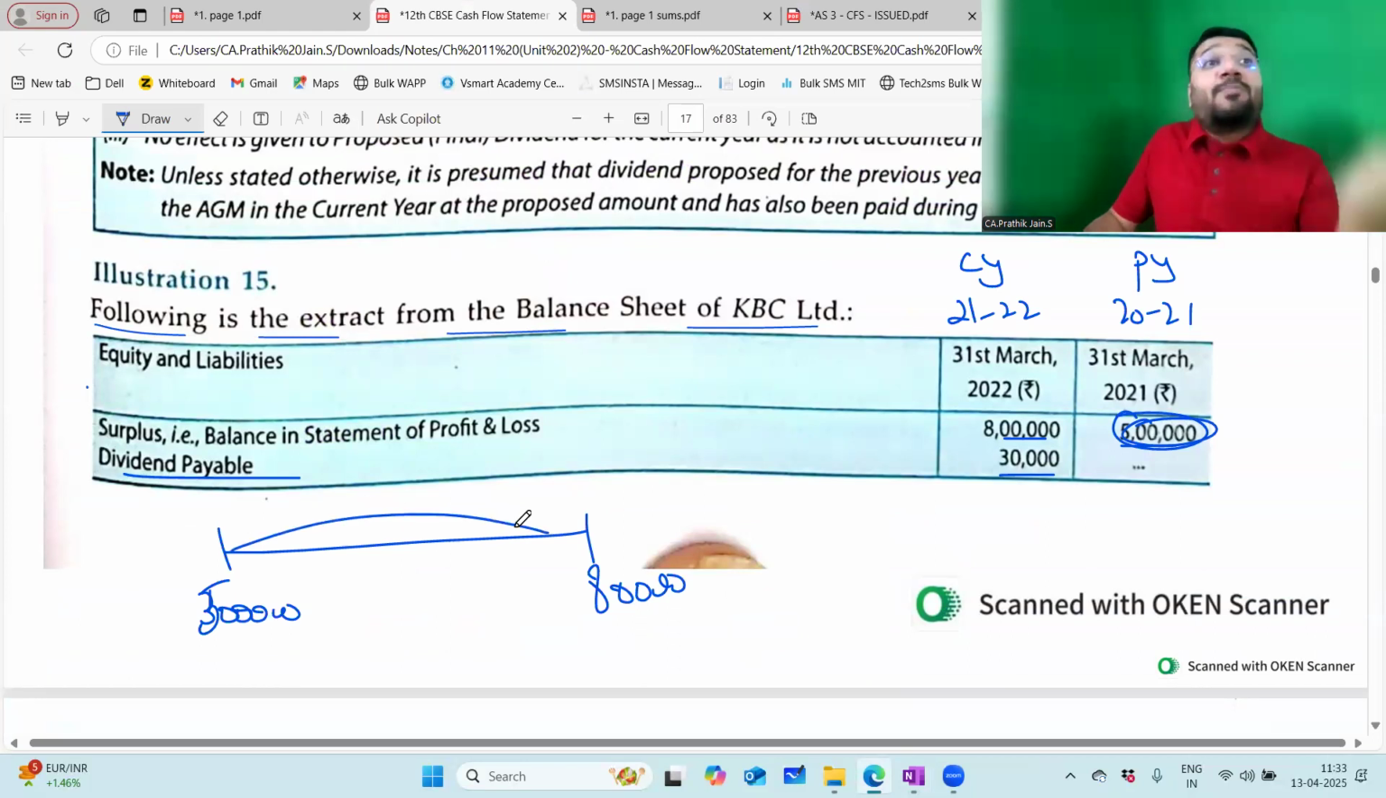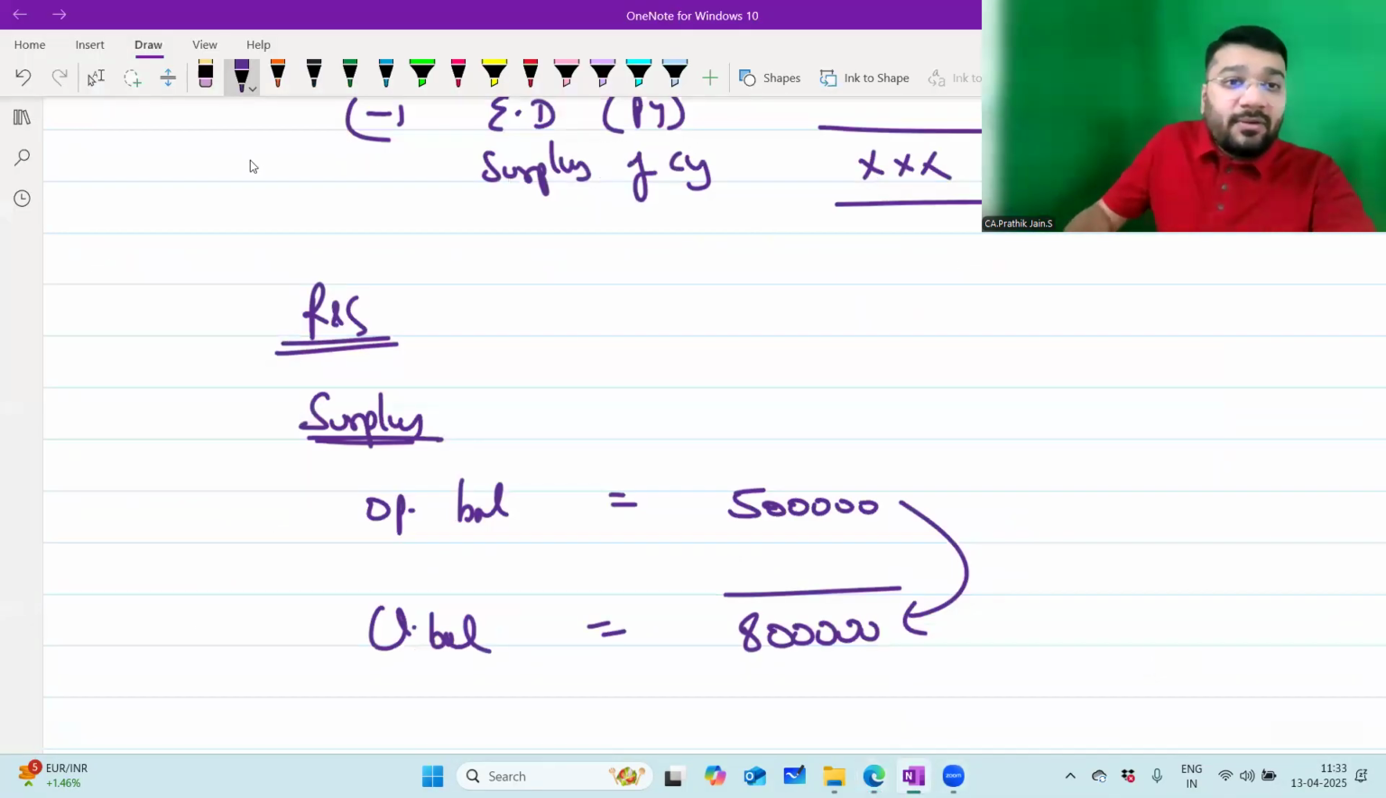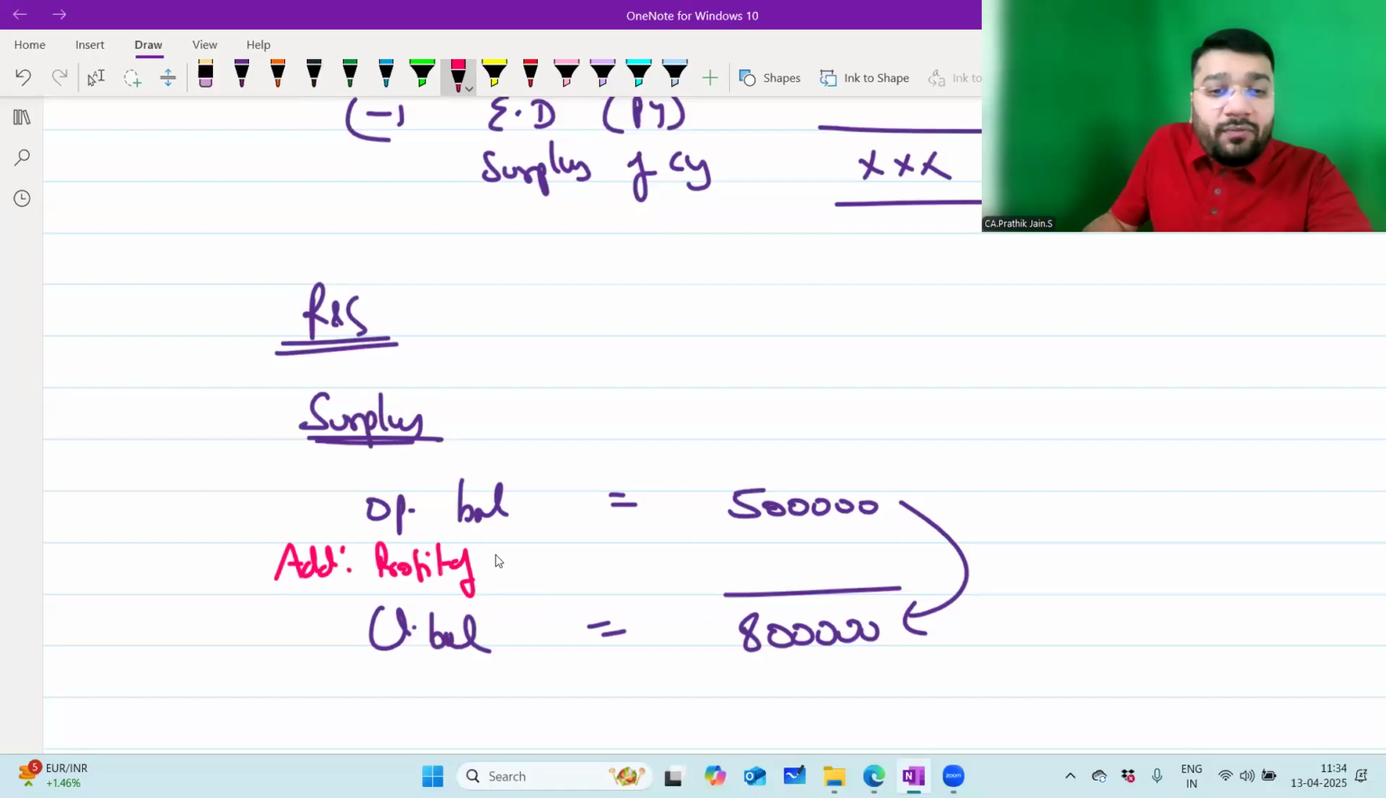So in between the year, how much profit got added? 3 lakh profit got added. So what is my current year's profit? 3 lakh rupees. So now add the profit of current year, which is the balancing figure. How much is it? 3 lakh rupees.